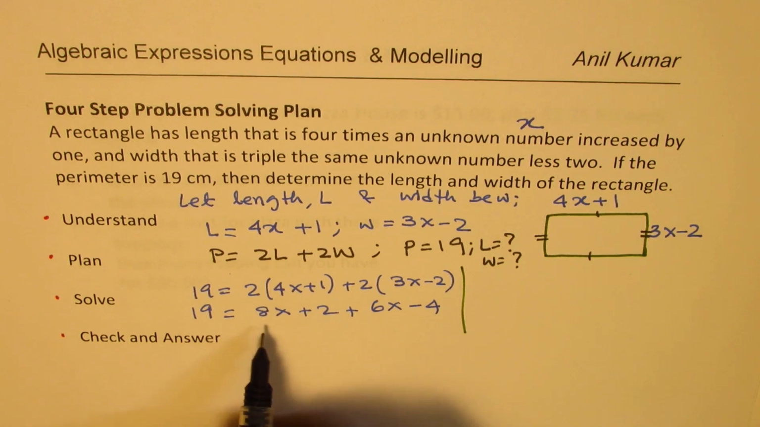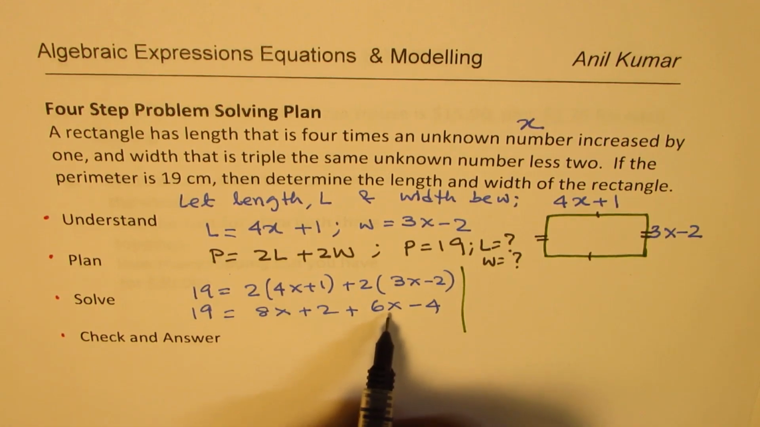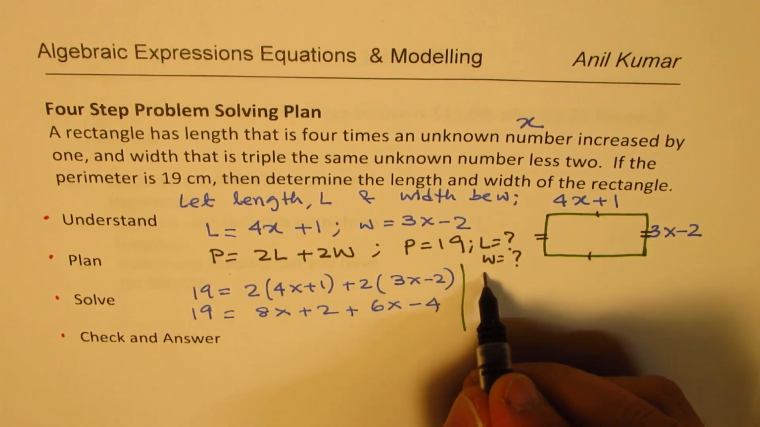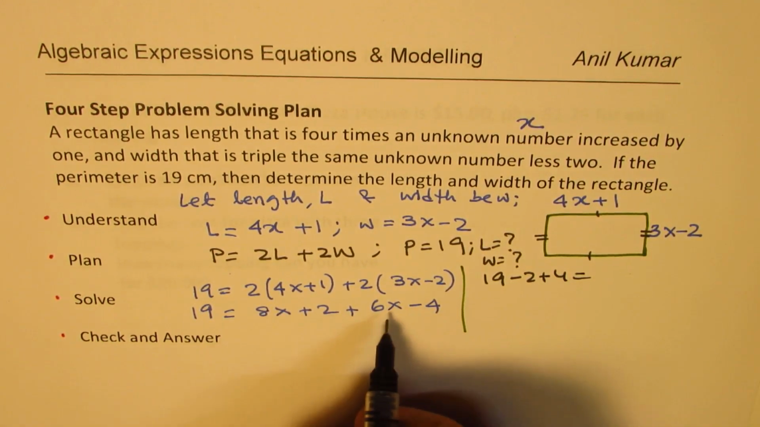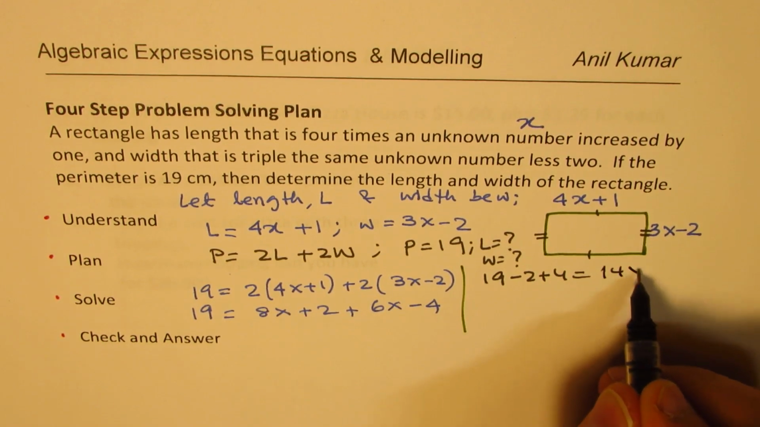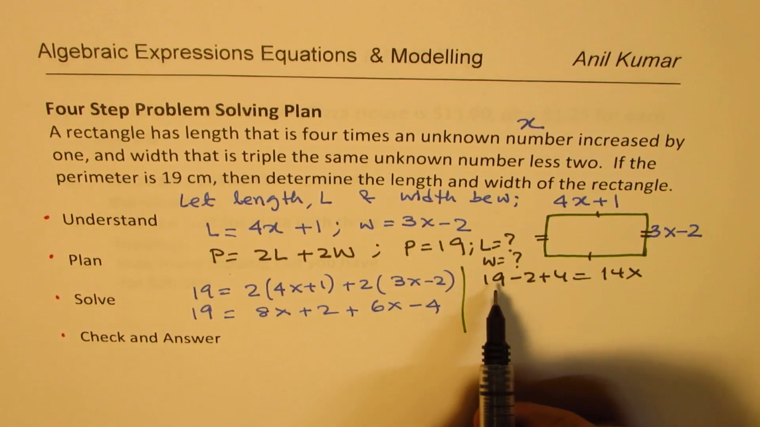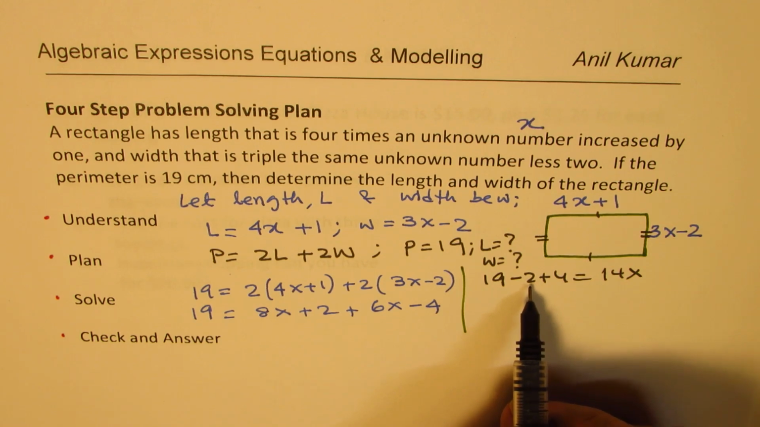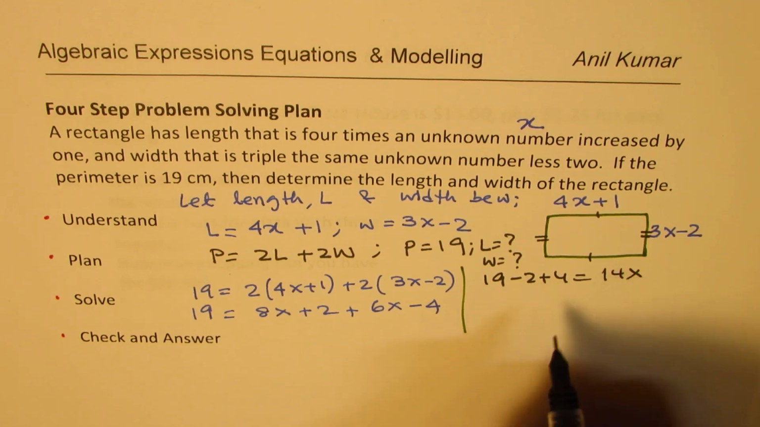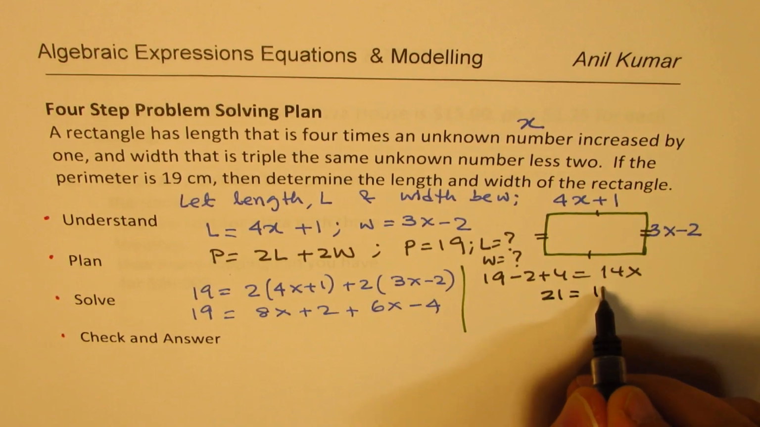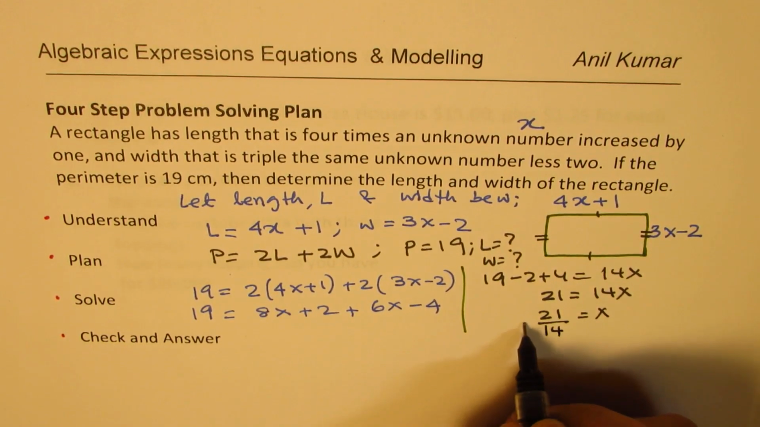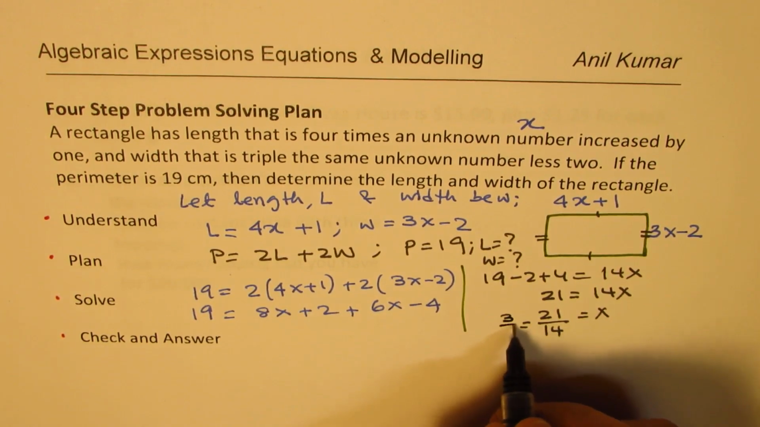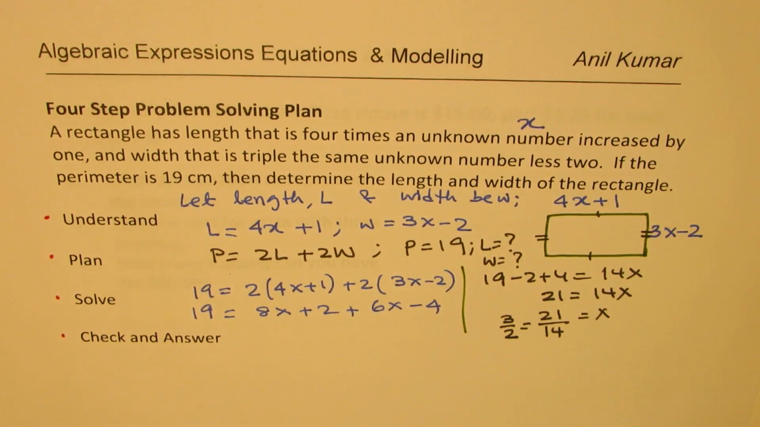So we can write this as 8x plus 6x is 14x, right? So we'll say 19 minus 2 plus 4 is equal to 8x plus 6x, which is 14x. Add these. So 19 minus 2 is 17, and 17 plus 4 is 21. So we get 21 equals 14x, and so x is 21 over 14. Dividing by 7, we get 3 over 2. Correct? So the value of x is 3 over 2.